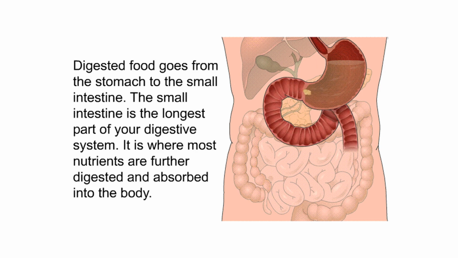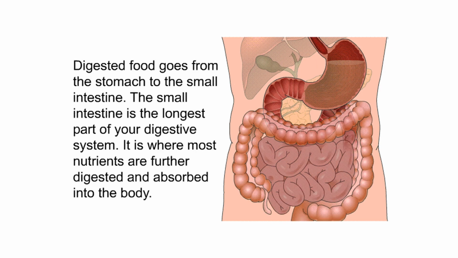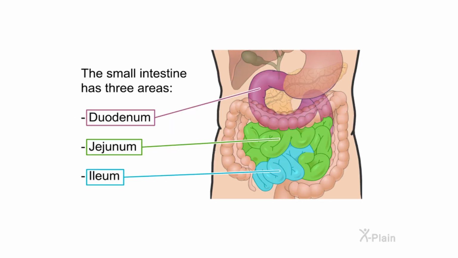Digested food goes from the stomach to the small intestine. The small intestine is the longest part of your digestive system. It is where most nutrients are further digested and absorbed into the body. The small intestine has three areas: duodenum, jejunum, ileum.